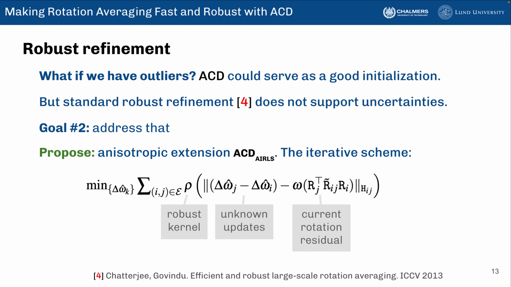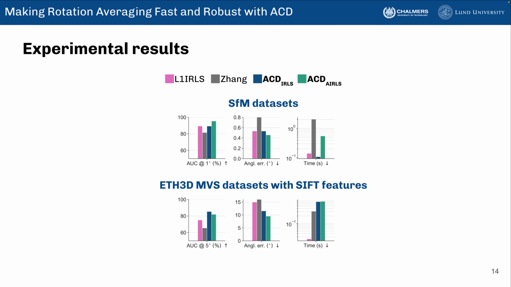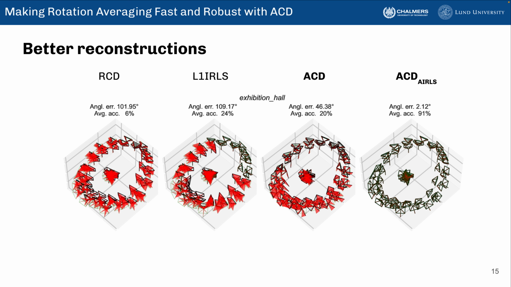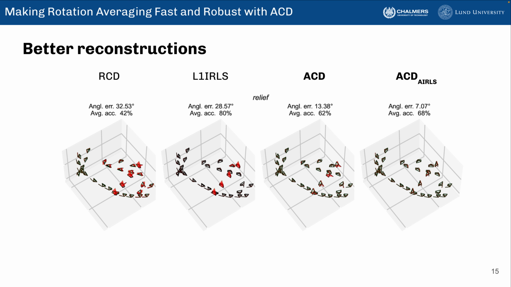Here we have the robust kernel, unknown updates, current rotational residual, and we integrate uncertainty like this. So this approach improves the performance even further, and it is much more apparent on more challenging datasets like the one below, where we know that we have a lot of outliers in the data. Here are some qualitative results.